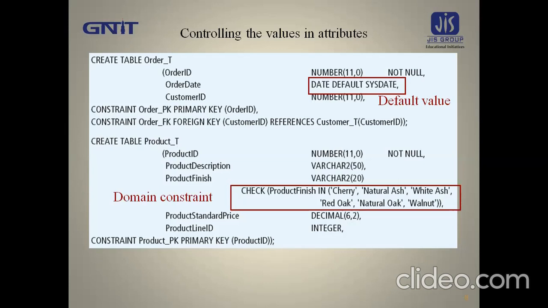Now let's look at the next example, that is a domain constraint. We just discussed how we are using the check command. We're writing check product finish in cherry, natural ash, white ash, red oak, natural oak, and walnut. So we are putting some domain constraints. That is, the product finish values should lie between these six items.